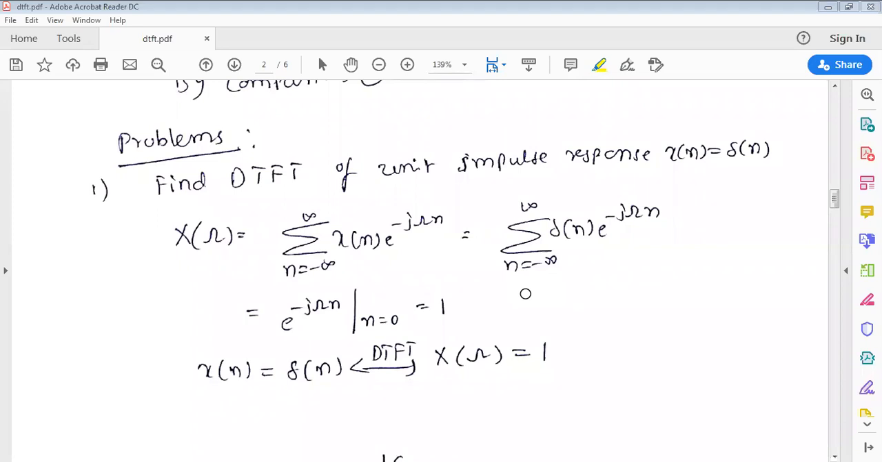In the same way, whatever properties of Z transform we have, the same principle will apply for DTFT. There is no need to read them separately. Whatever you can do with Z transform, if you substitute z equal to e power j omega, that will become Fourier transform. That's all. Nothing much about this one.